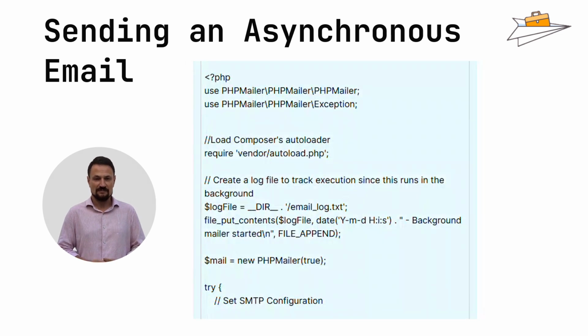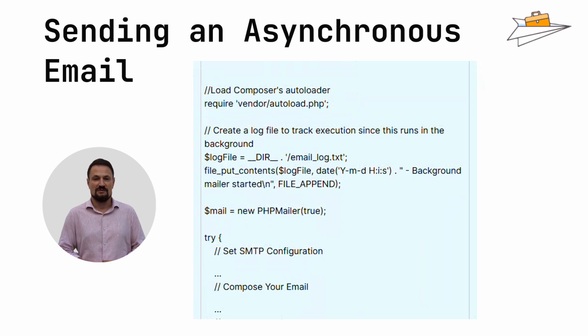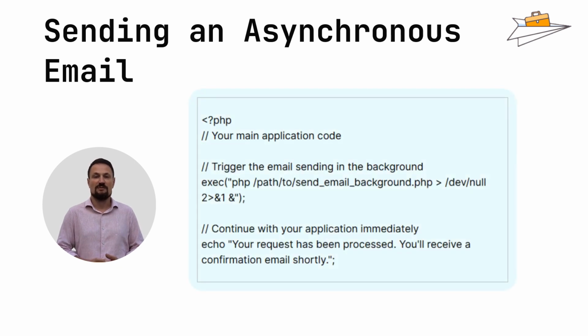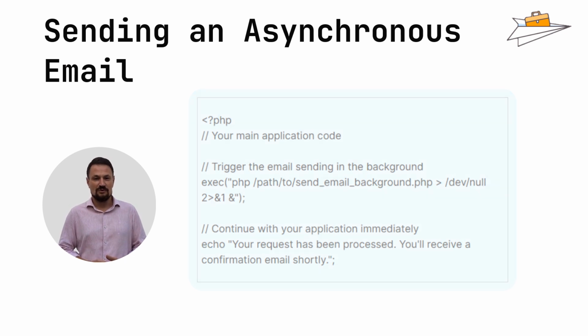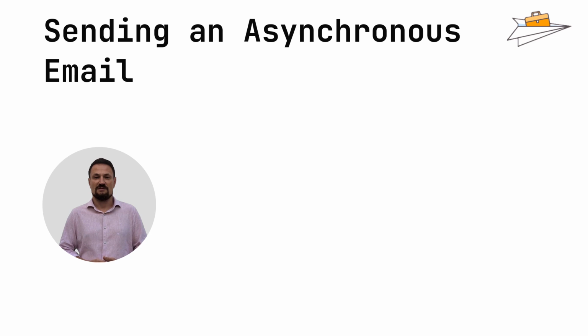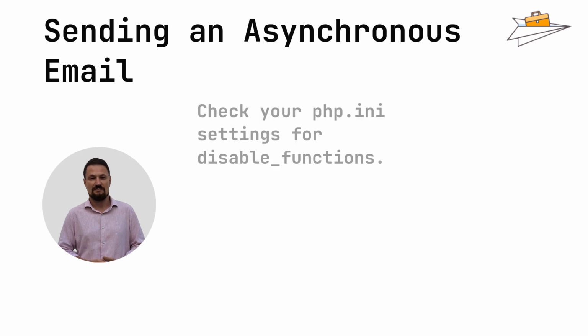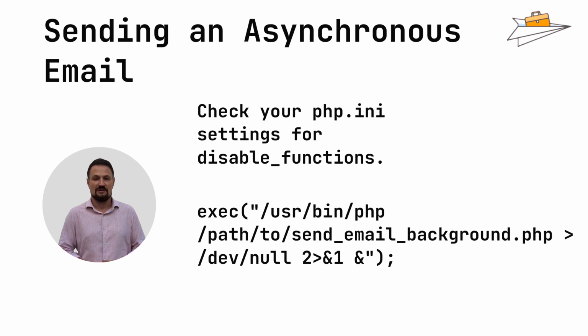Step 1. Create a background email script. Create a dedicated script, for example, send email background.php, that only handles sending emails. Step 2. Invoke the background script from your main code. Call it without waiting for the result. Important notes. Exec function is often disabled on shared hosting for security reasons. Check your php.ini settings for disabled functions. In some environments, you may need to use the full path to the PHP binary.